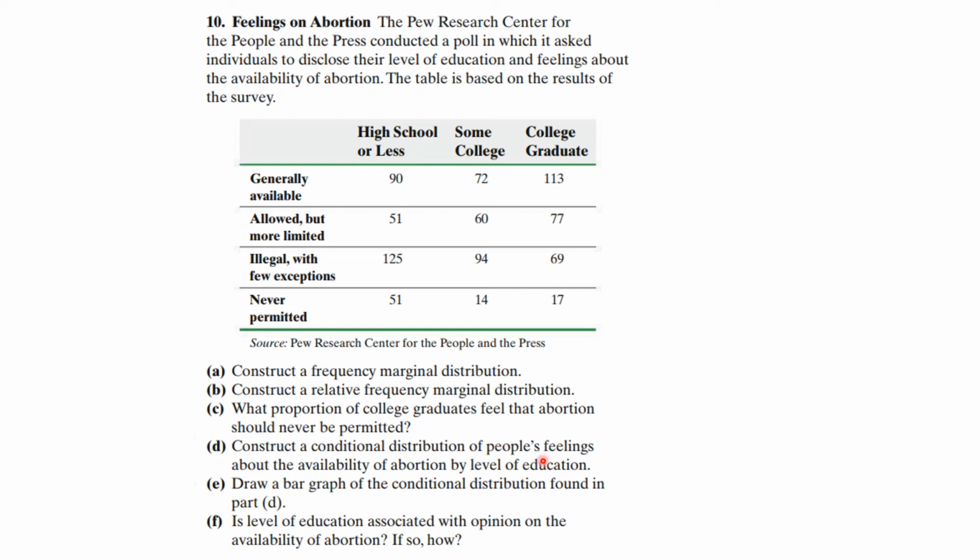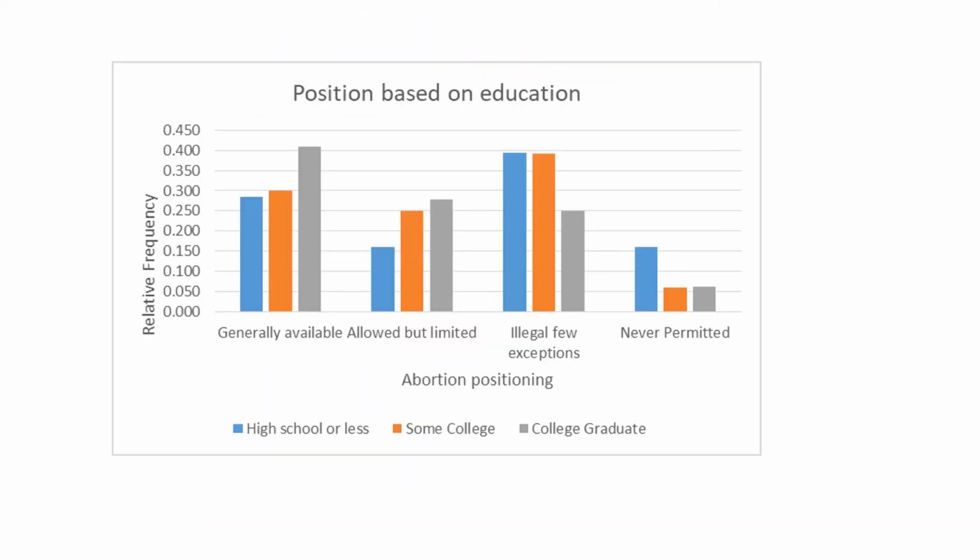Construct a conditional distribution of feelings about abortion by level of education, and that's the chart I just showed you. Then I'm going to draw a bar graph representing that conditional distribution. Here's the bar graph. Again, you can see 6% over here was the answer that we had for college graduates.